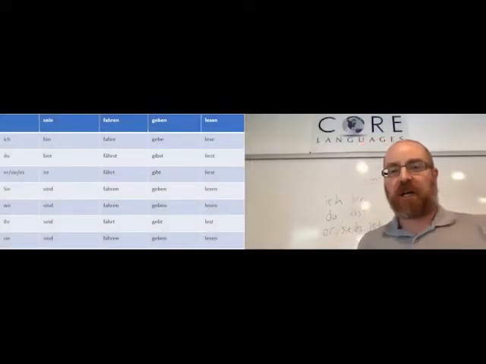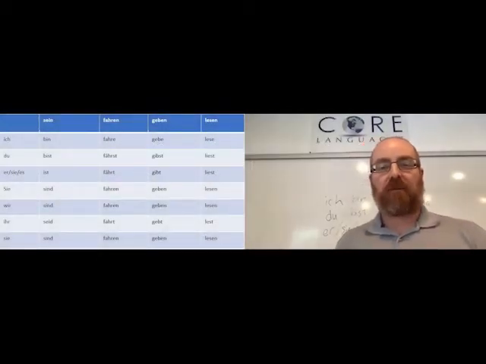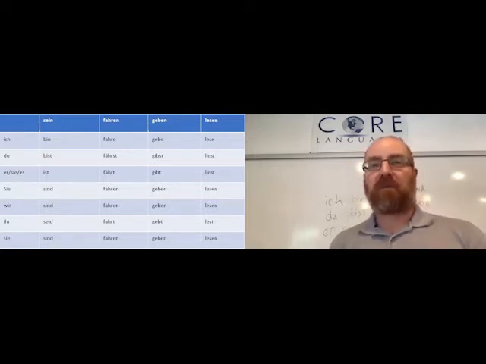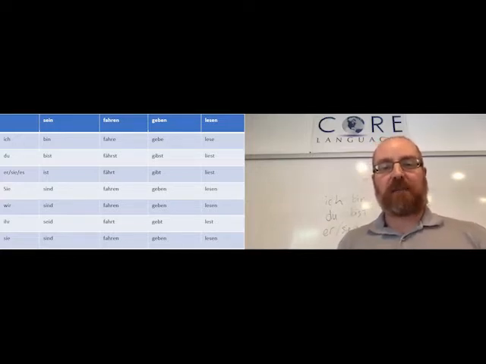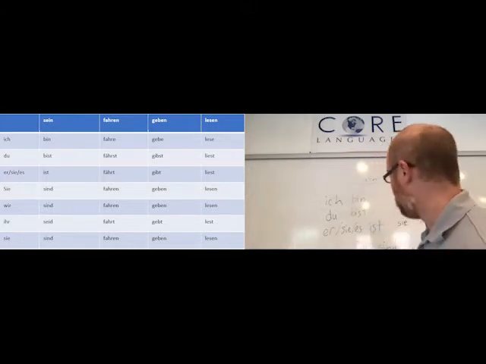Back to core languages. We're talking about conjugating verbs, and right now we're going to talk about something known as stem vowel change verbs. This is a group of verbs like schlafen, geben, essen, and so on that have a stem vowel change. What do I mean by that? Well, let's take a look.